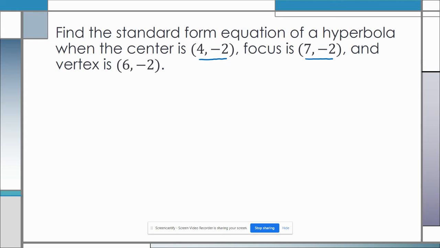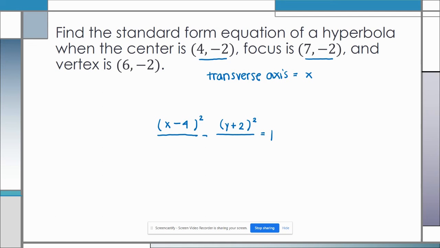So that means that since the x values are changing, our movement is left and right. And moving left and right deals with the x values. So the x-axis is going to be our transverse axis. That means when we're stating our standard form equation, we're going to have to put x first, and y second. Now remember, whatever our center is, we're going to change the sign to fit in the parentheses of our equation. Since 4 is positive, I want to say (x minus 4) quantity squared. Since the 2 is negative, it's (y plus 2) quantity squared.